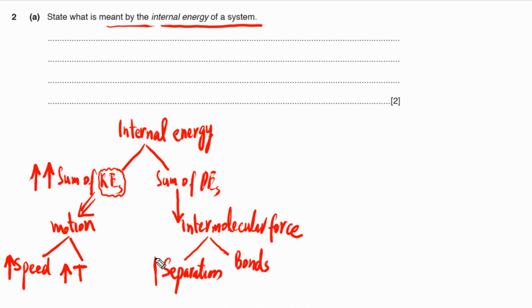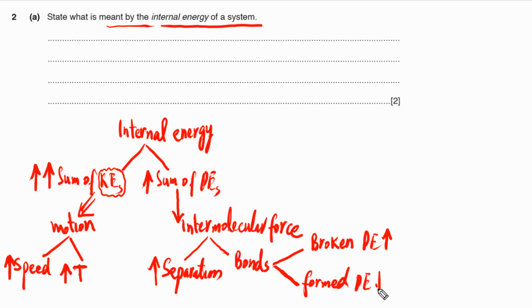If the separation between molecules is greater, potential energy will be higher. And if the separation between molecules is small, potential energy will be lower. Now, what does it mean by bonds? How does potential energy depend on bonds? If the bonds are broken, for example, when liquid changes into gas, potential energy of molecules increases. And if bonds are formed, potential energy of molecules decreases, meaning when gas changes into liquid.